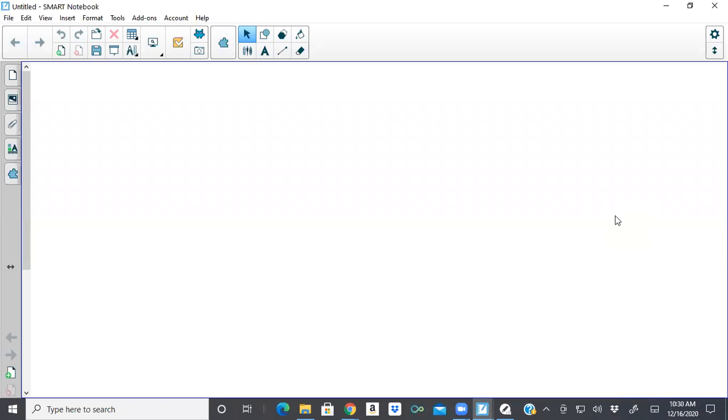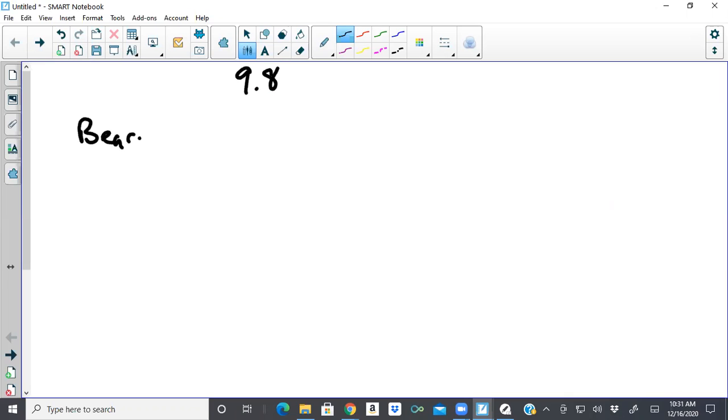So the one thing about section 9.8 that we really need to make sure that we know, because we probably don't know it right now, is it's about bearing. And bearing has to do with a direction on a compass. So a compass looks like this, where it is north, east, south, and west. And if you didn't know that, that's what it looks like.